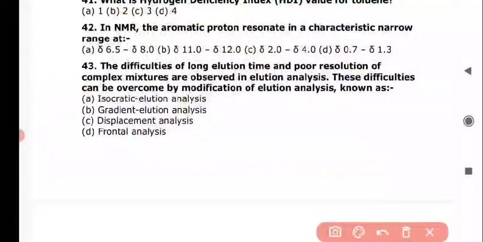Next question is, the difficulties of long elution time and poor resolution of complex mixtures are observed in elution analysis. These difficulties can be overcome by modification of elution analysis known as, and the correct answer is option B, gradient elution analysis.